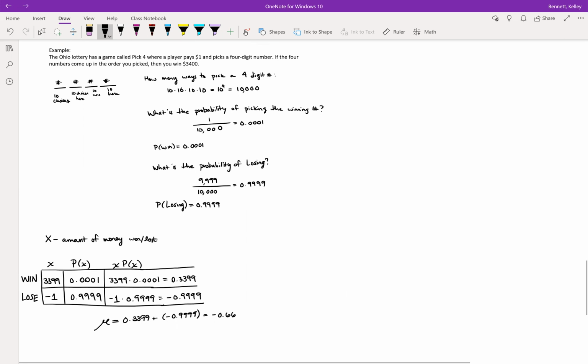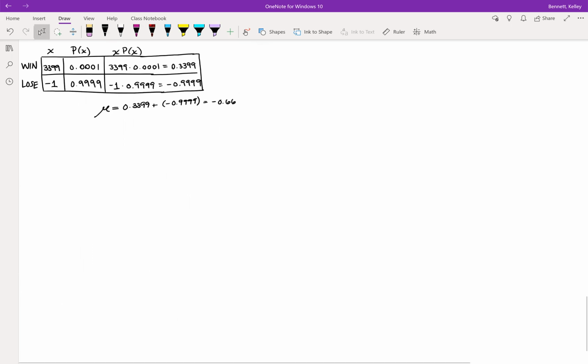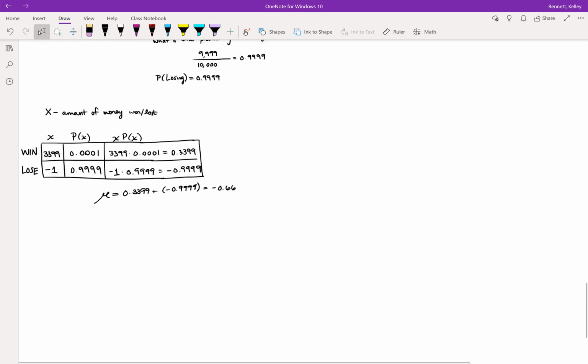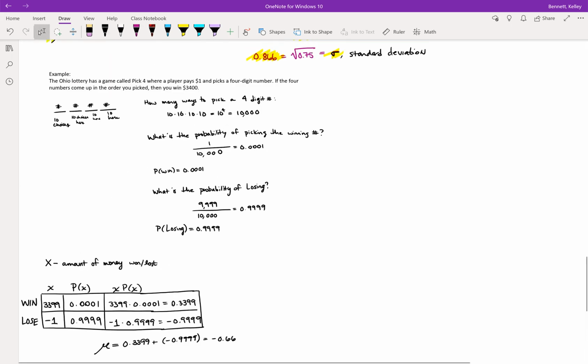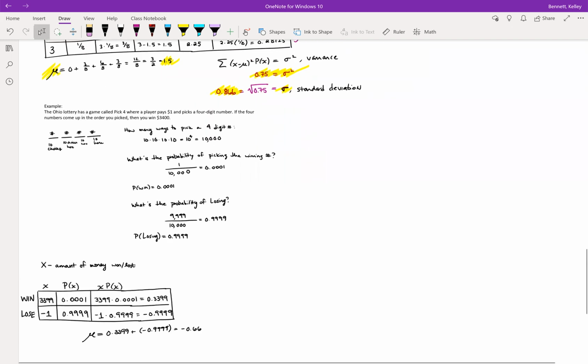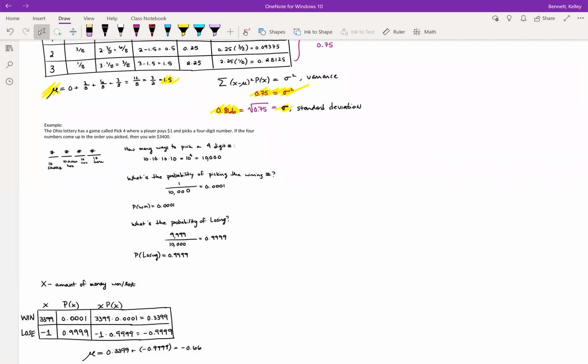All right, I don't really want to compute the standard deviation on this because we only have 2 data points. So I'm just going to leave it as the expected value. And that's actually my last example for this lecture. Next lecture, we're going to be talking about the binomial distribution, which will flow nicely from this. So good luck out there. Don't play the lottery.